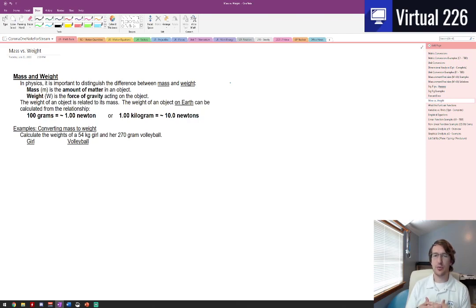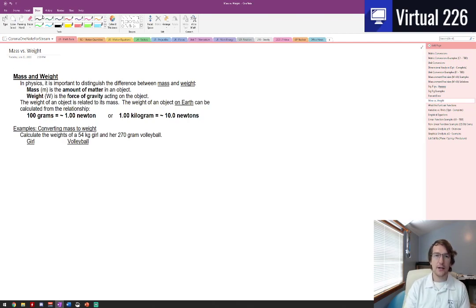Weight is a property that is influenced by the force or by the acceleration due to gravity. So mass in and of itself is just how much stuff do you have. Weight is the influence of gravity on that stuff. And if you change the amount of gravity by going to a different planet or a moon, then you have changed the amount of weight.